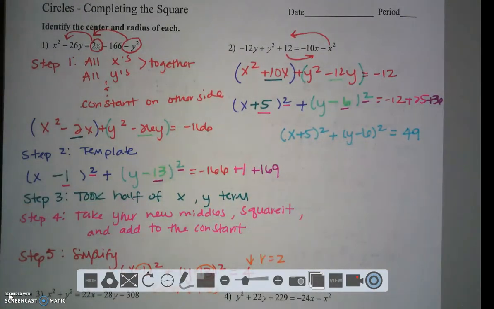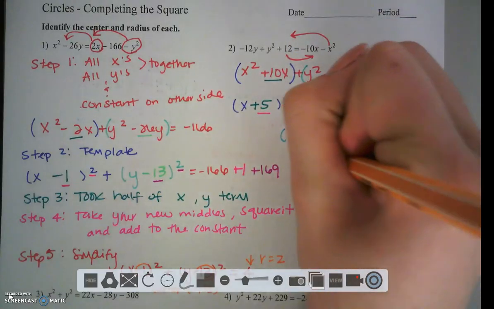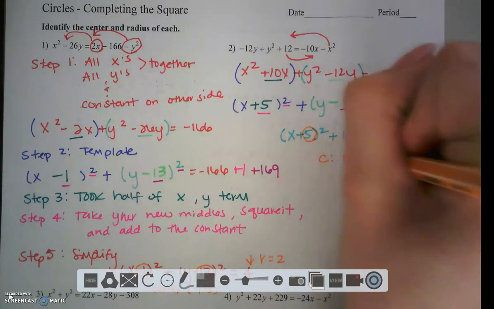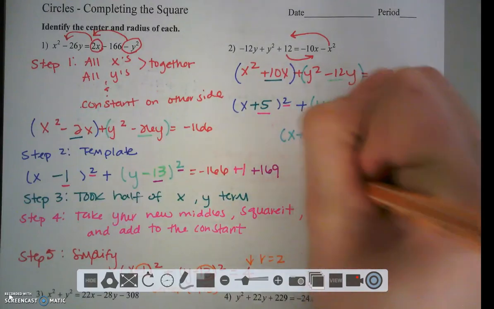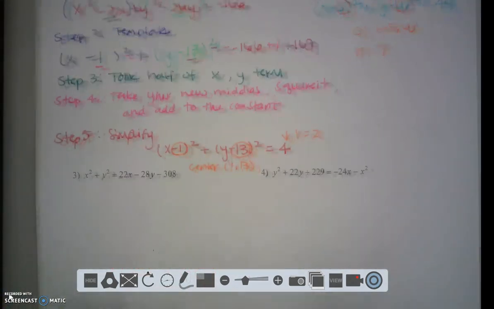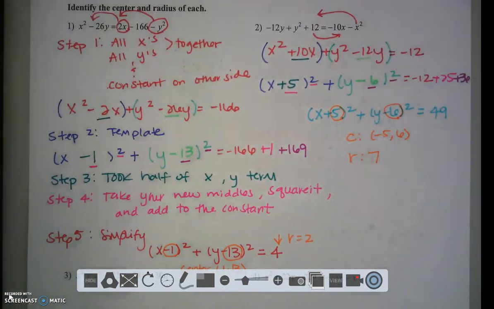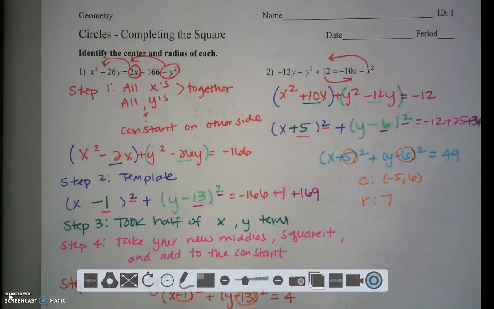So again, here are my centers. So my center is at negative 5, 6, and my radius is 7. I challenge you to try these two. Okay, you have 2 examples to look at. Bring them into class tomorrow. We'll get a homework grade checked off, and we'll continue to practice this concept tomorrow in class.